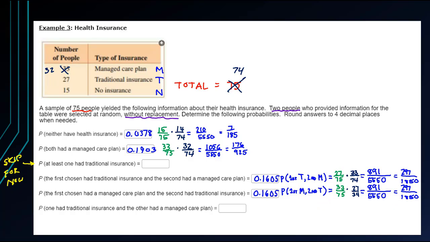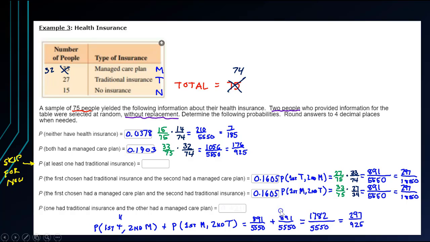So the order doesn't usually matter, but since I do have 2 different orders of outcomes that can produce the exact same result, I have to count both of them. And therefore, when I ask the question, the probability that one had a traditional insurance and the other had a managed care plan, and it's not naming any particular order, that's both of these cases combined. And so I have to add these two together, or basically double this probability here, and get about 0.3211.